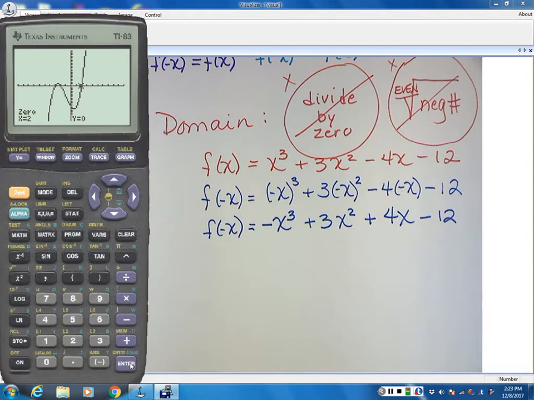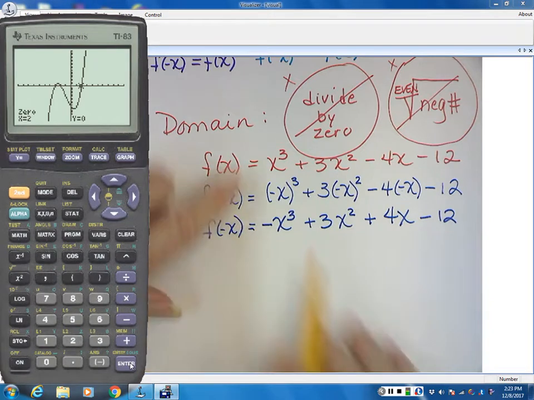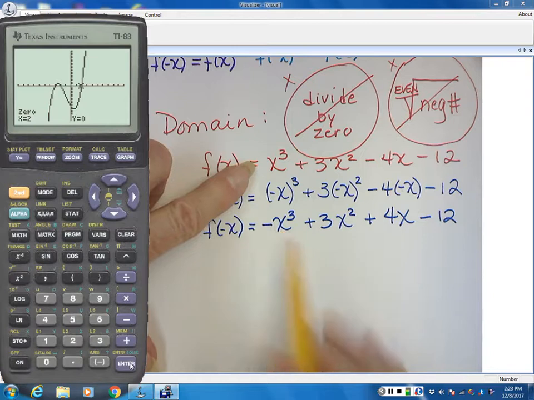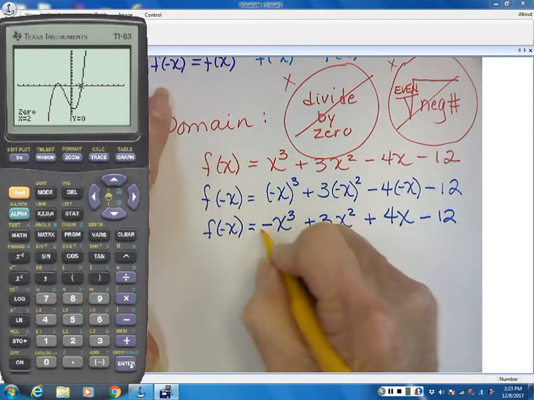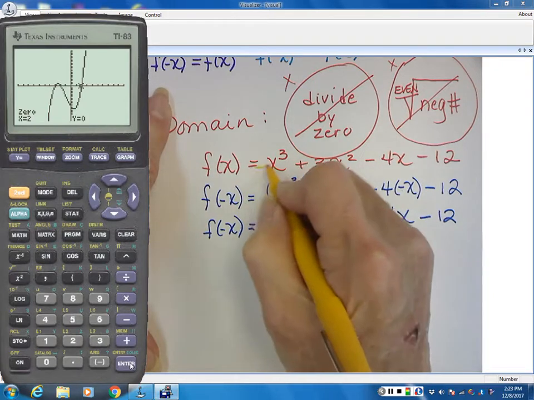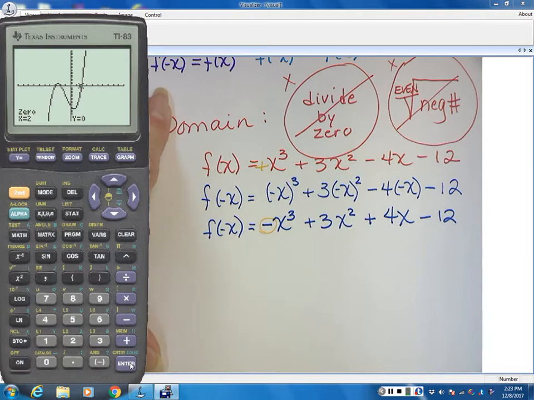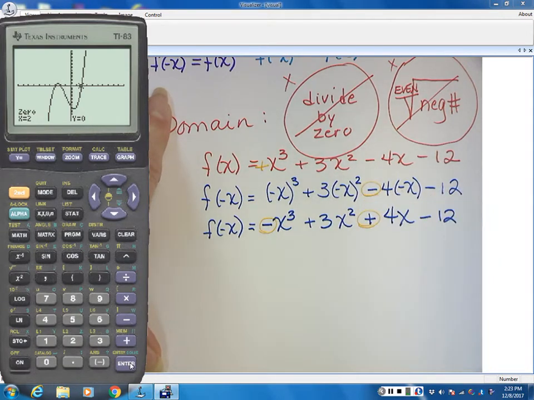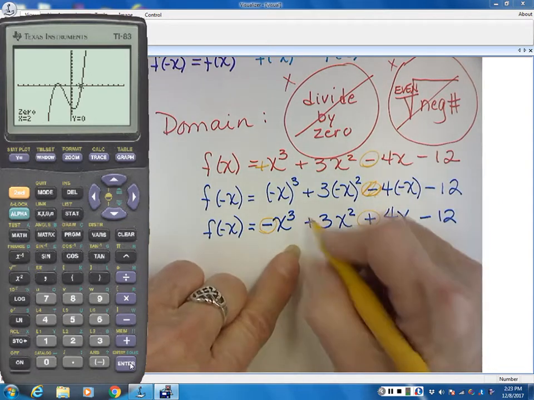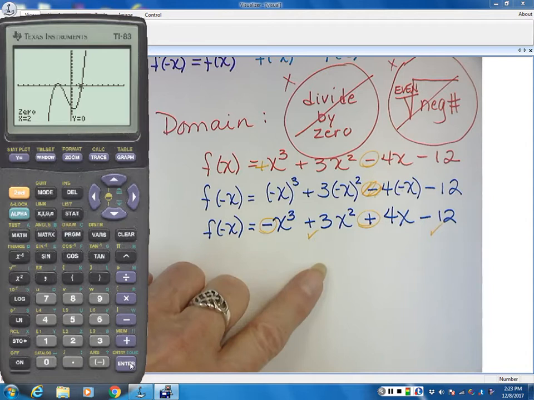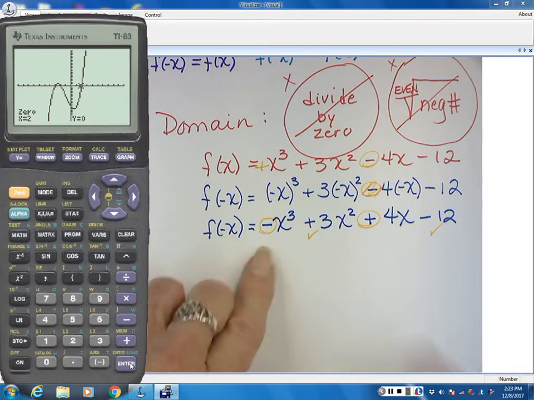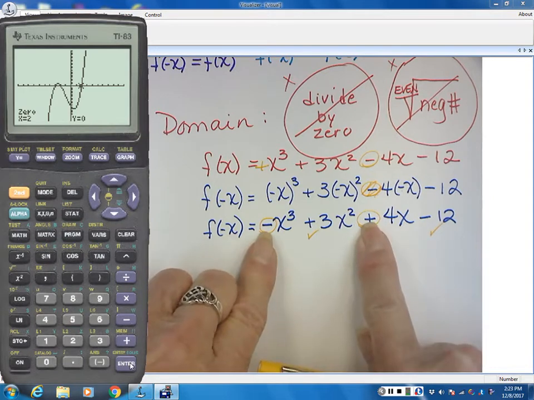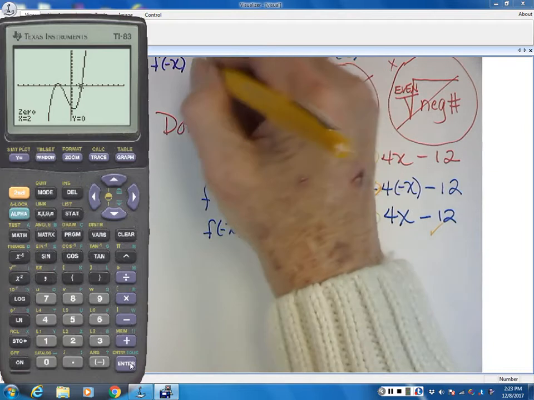So we're going to compare f of negative x to f of x. Is it the same? Nope. Because we have a negative here and a positive there. We have a positive here and a negative there. Now the fact that this matches and this matches doesn't matter because these already don't match. So this is not true.